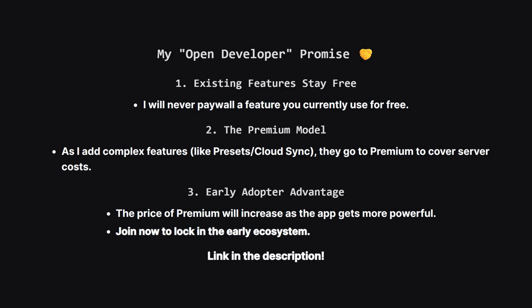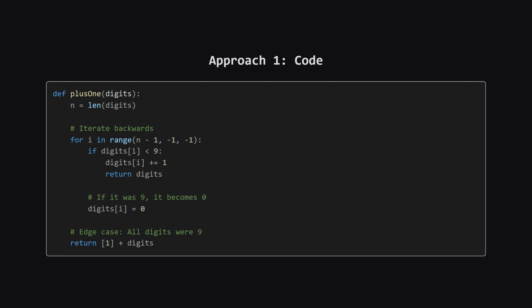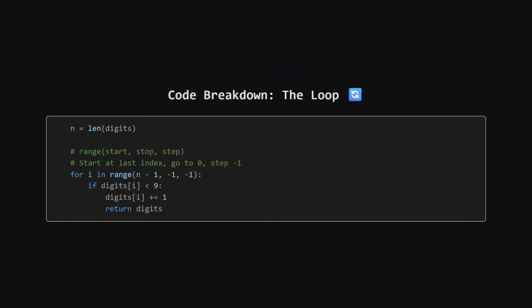Okay, let's get back to our addition logic. Here is the complete Python code for this approach. It's actually quite short. We loop backwards, handle the addition, and manage the nines. Let's break down the two main parts to make sure we understand exactly what's happening. First, we set up our loop. We grab the length of the list so we know where to start.